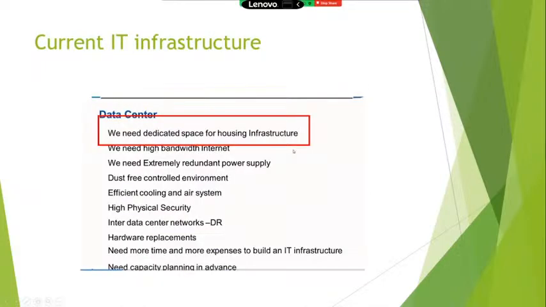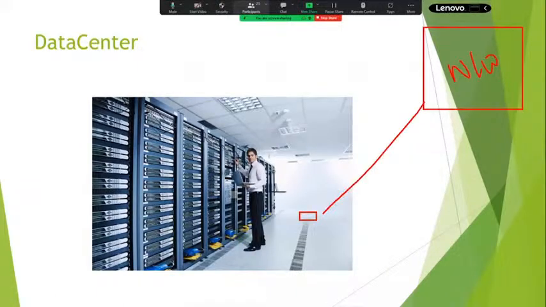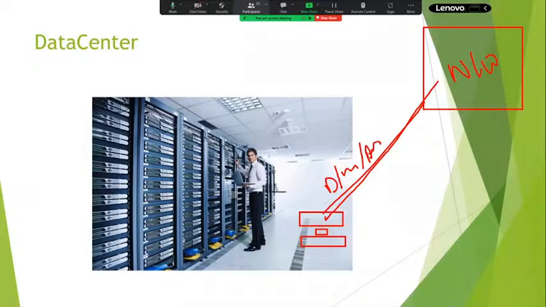Next, we need high bandwidth internet. High bandwidth internet in the sense, for example, my organization's data center is in New York and I am sitting in Hyderabad. To access the data, our application information, our database, we need high bandwidth internet. That is another cost, right?